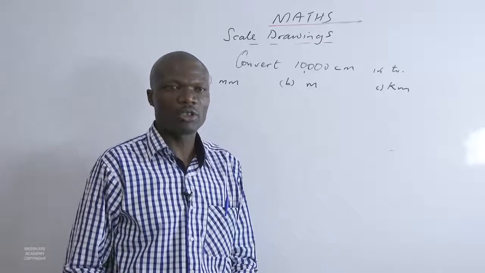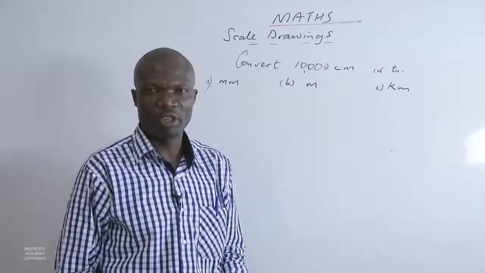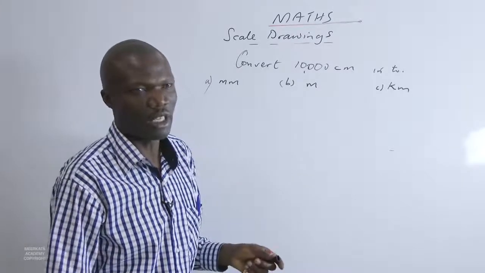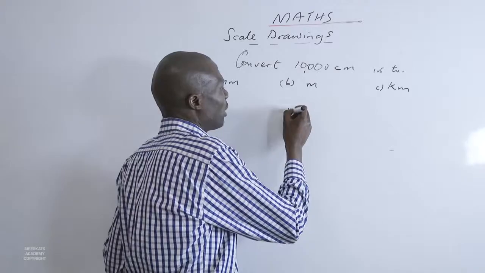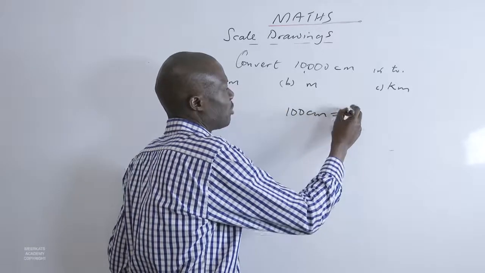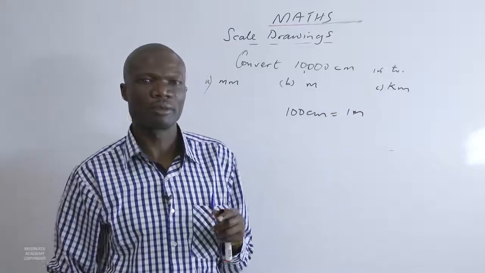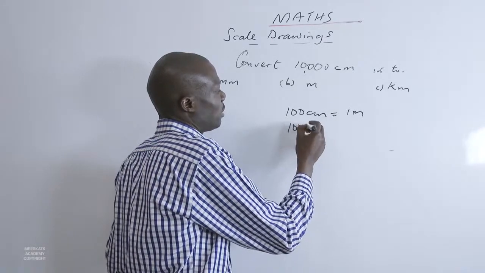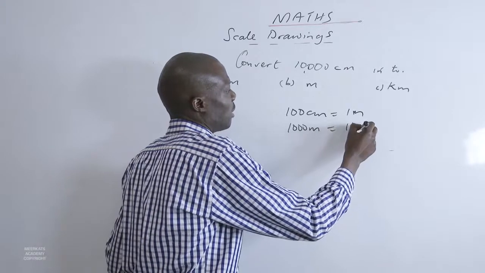Supposing we are interested in converting our answer into kilometers. This is systematic. We can write it slowly and see. I'll start with the list. 100 centimeters is equal to 1 meter. 1,000 meters is equal to 1 kilometer.